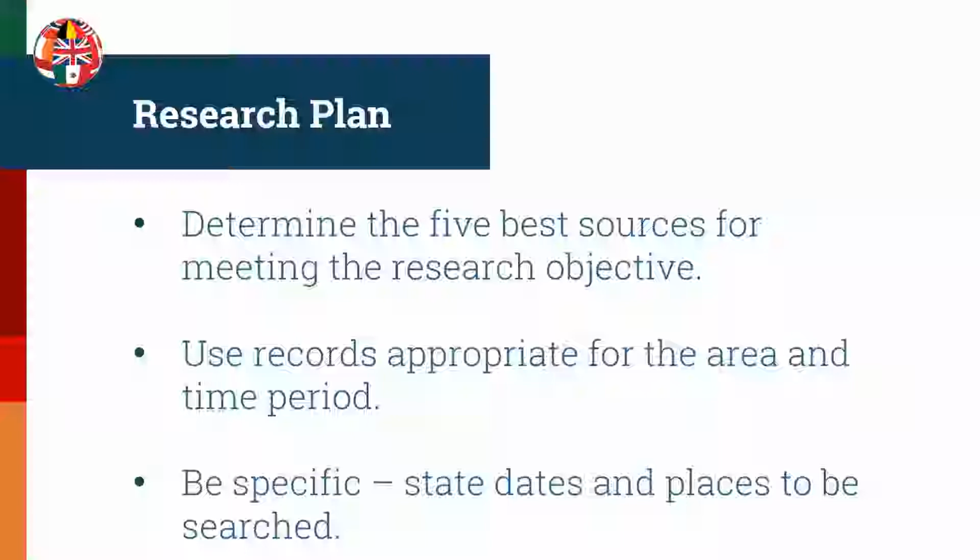Determine the 5 best sources for meeting the research objective, making sure you are using records appropriate for the area and time period. This should be evident because you are going to be testing in your area that you have become an expert in. So you should know which records to go to first. You will need to be specific, stating dates and places to be searched. For instance, if you're stating search marriage records of Kentucky, you want to be specific. Search marriage records for the years 1850 to 1880 in specific counties in Kentucky.